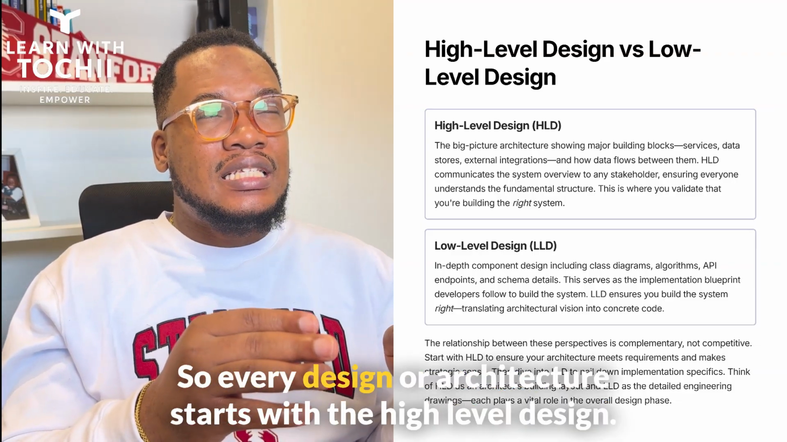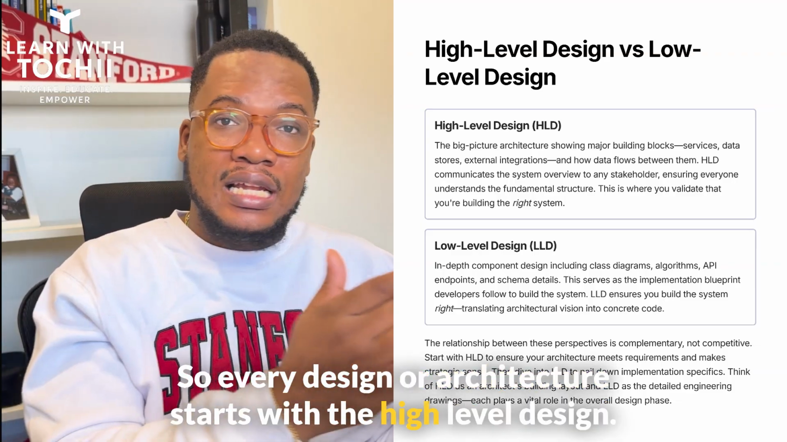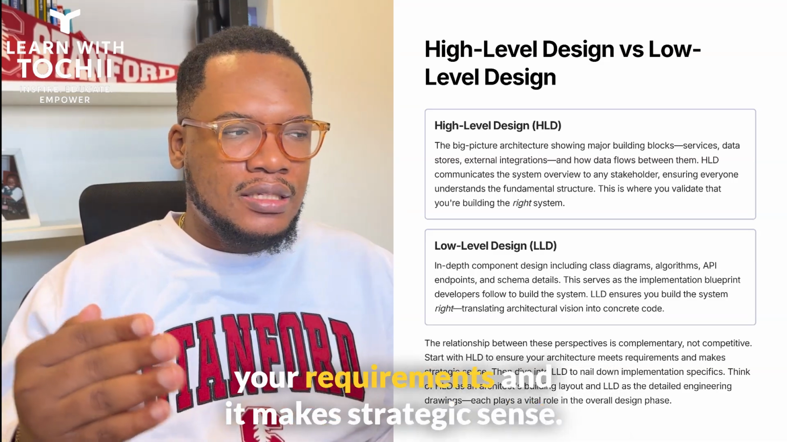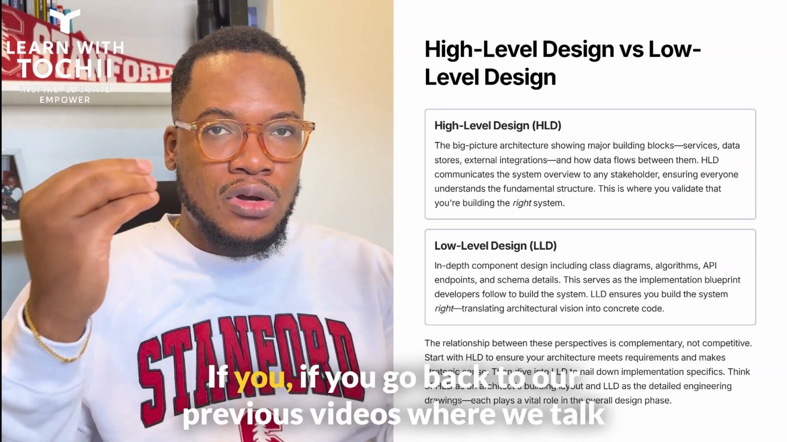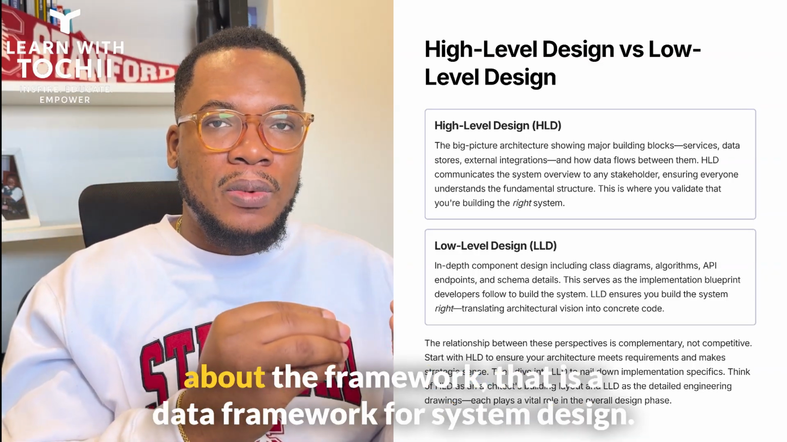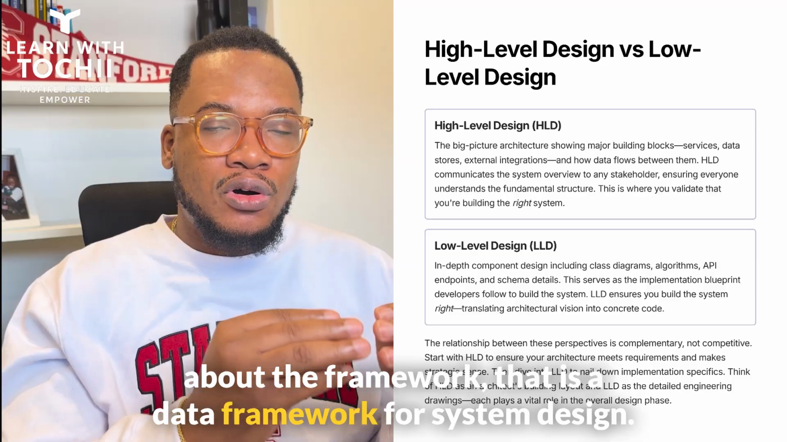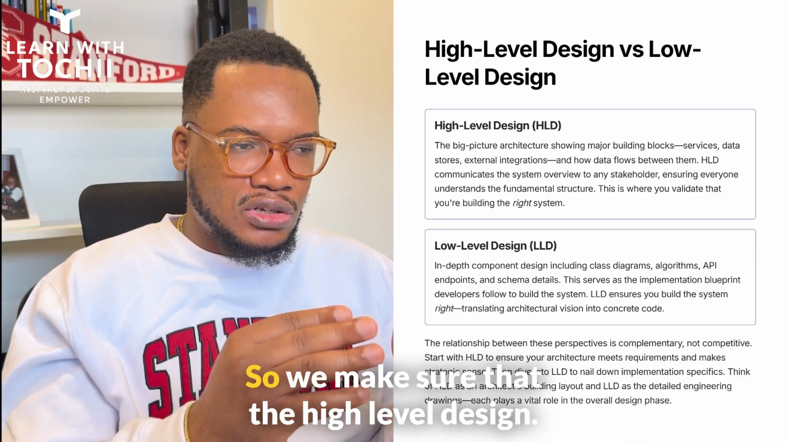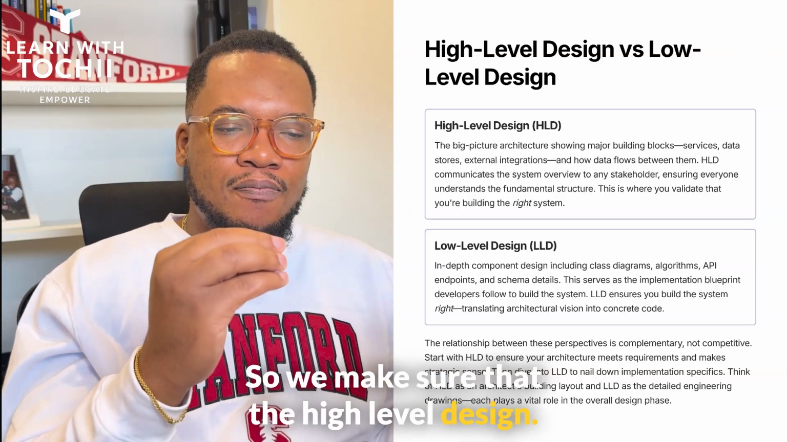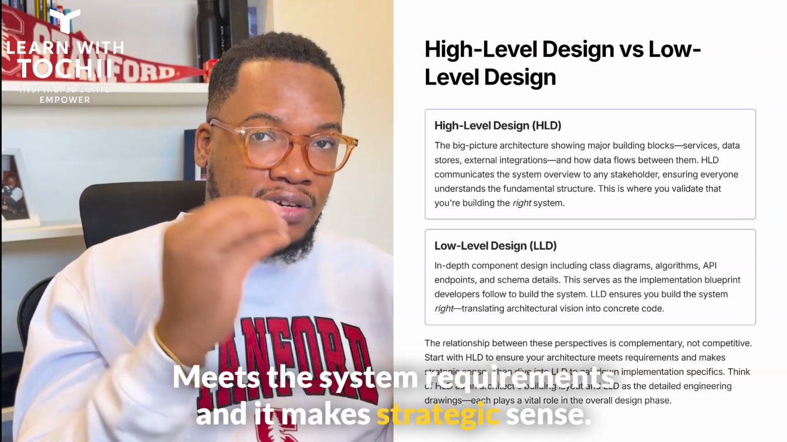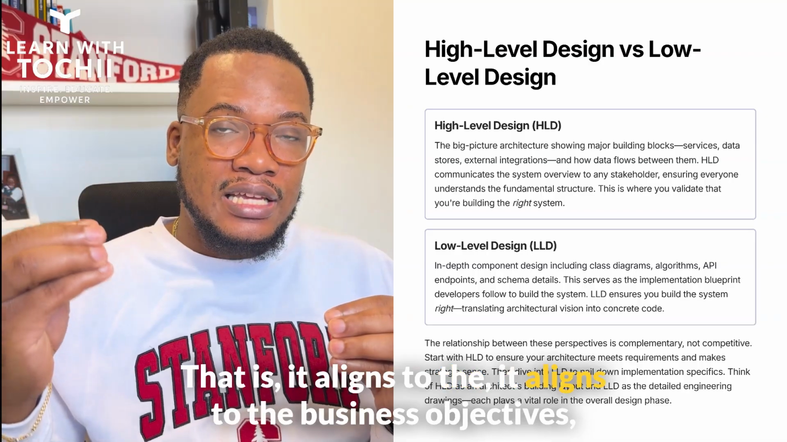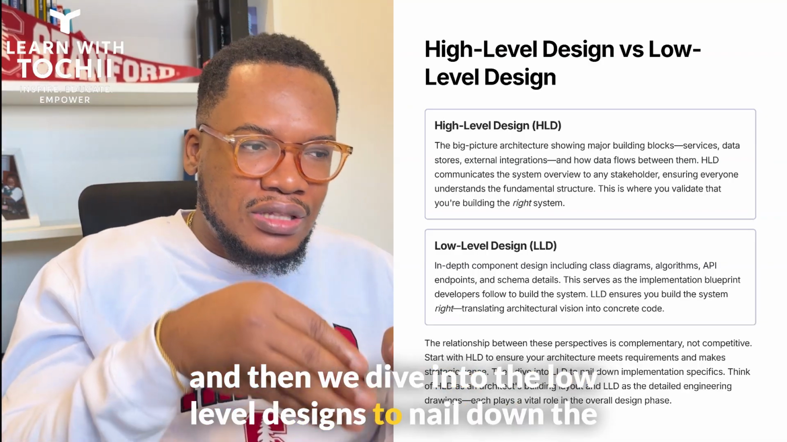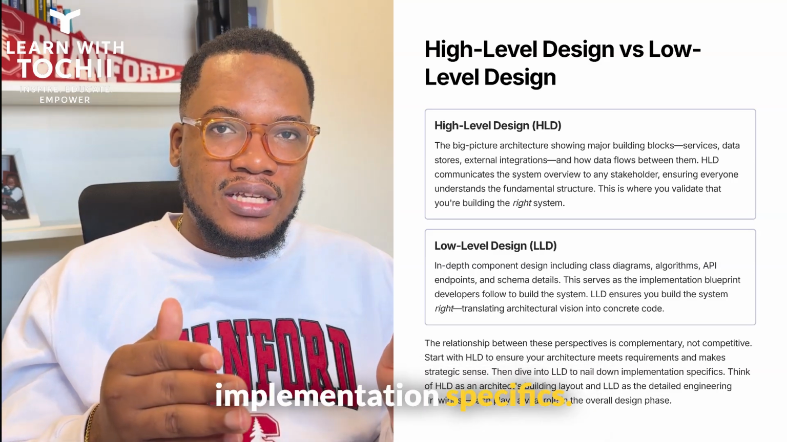So every design or architecture starts with the high level design. This is to ensure that your architecture meets your requirements and makes strategic sense. If you go back to our previous videos where we talk about the DASA framework for system design, the first part, the D, stands for defining the requirements. So we make sure that the high level design meets the system requirements and makes strategic sense, that is, it aligns to the business objectives. And then we dive into the low level designs to nail down the implementation specifics.